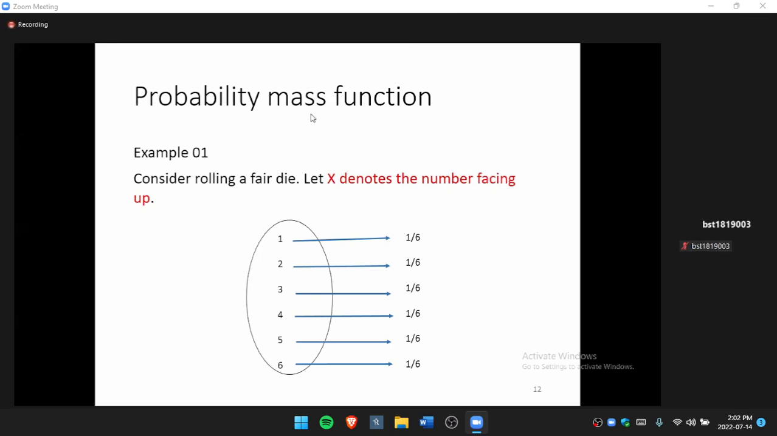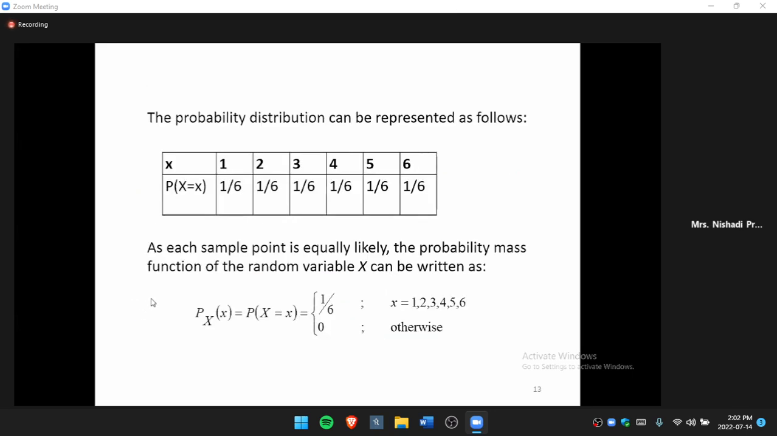Recording in progress. Right. Consider this example again. We discussed this example. Now see these slides. These slides are correct, right? Okay. So can you see the probability mass function of the random variable x?